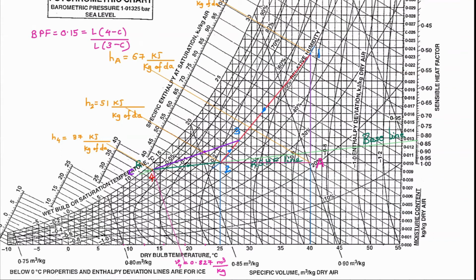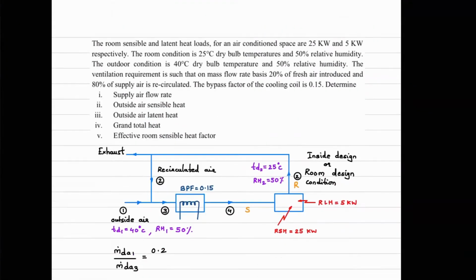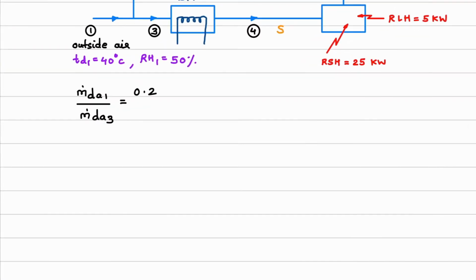Then point number 2, room design condition. Dry bulb temperature is 25 degrees Celsius and relative humidity is 50%. So this alignment circle itself is the room design condition, point number 2. After marking point number 2, we require point number 3, the mixing condition. We already have been given the mixing condition, m dot dA1 upon m dot dA3 is 0.2. So we'll see the equation we have to write for this.